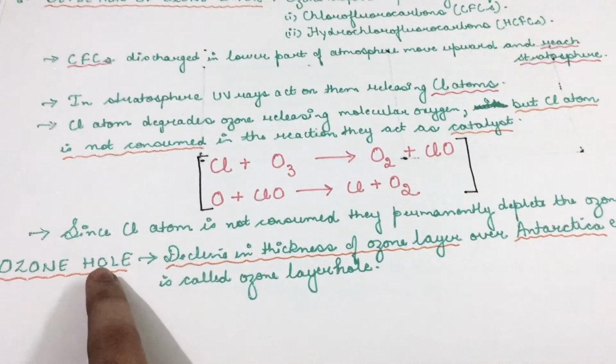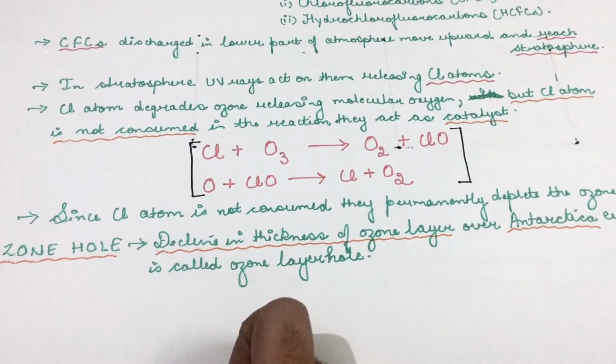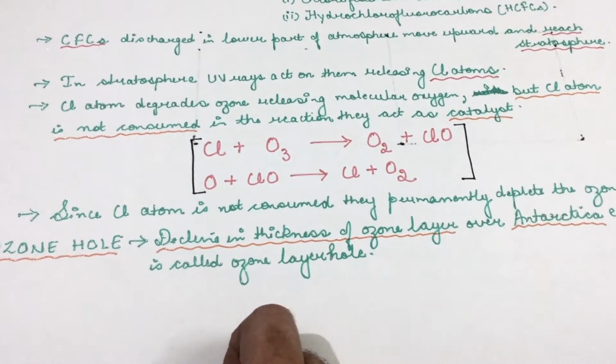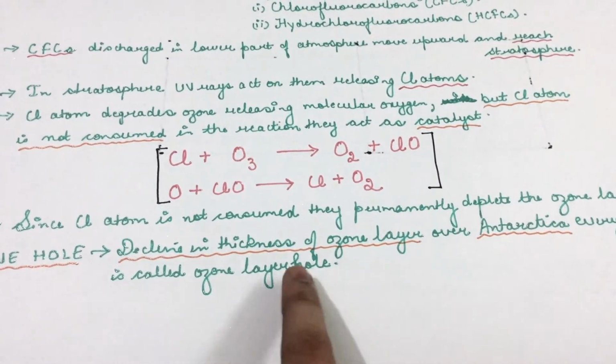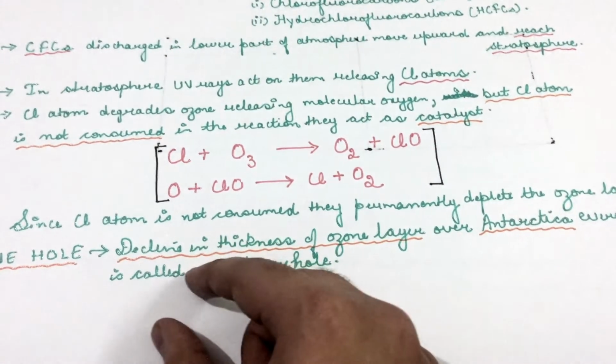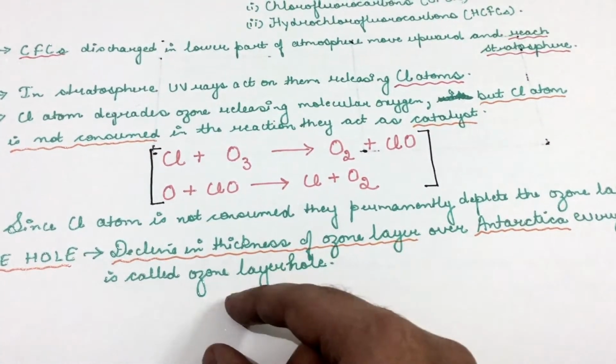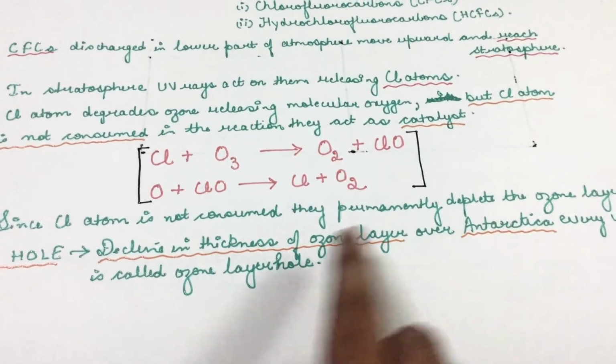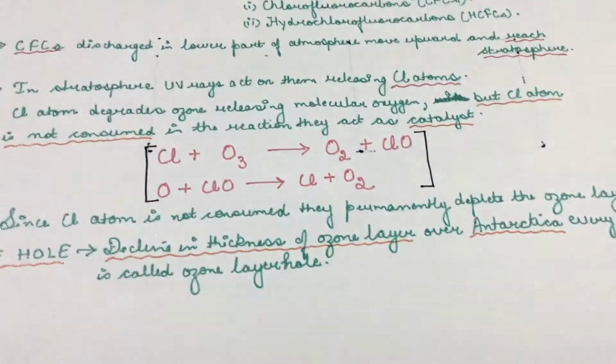Now, what is the ozone hole? The decline in the thickness of the ozone layer over Antarctica is called the ozone hole. So this layer of ozone has become thin over the Antarctica region. This is called the ozone hole.